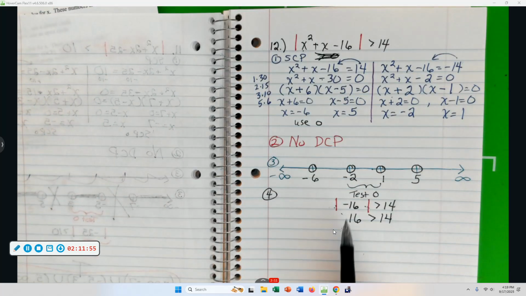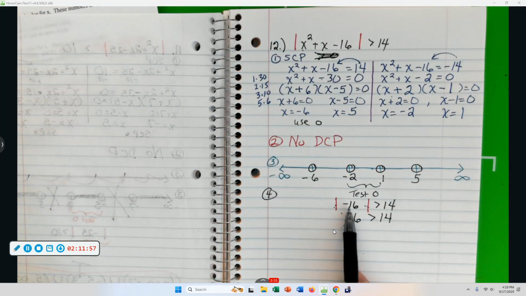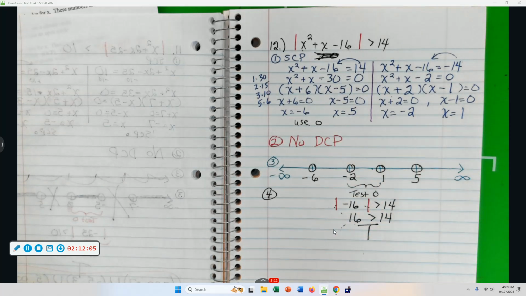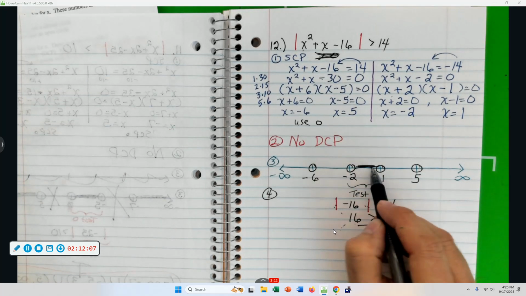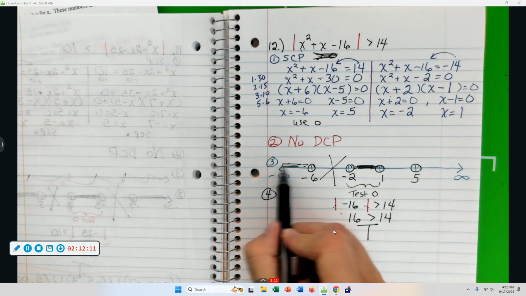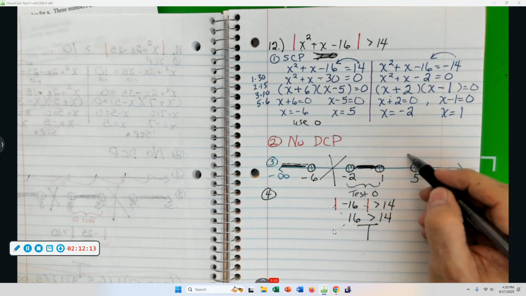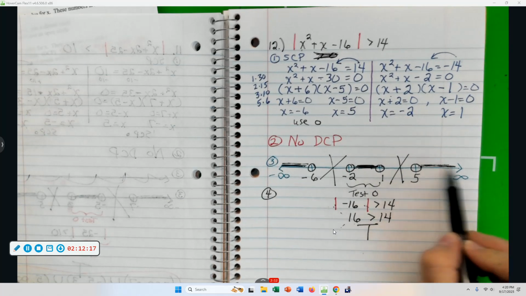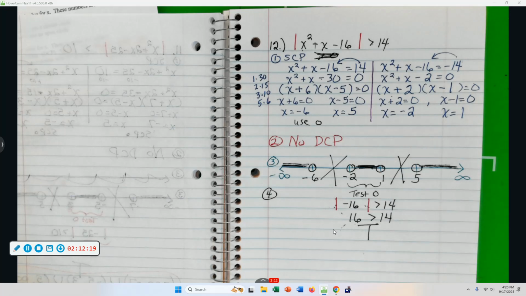So true or false? The absolute value of -16 is +16. Now, true or false? True. So shade. If you're doing these without drawing a number line, guess what? You're doing something wrong. Okay?